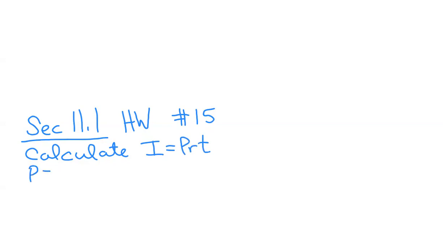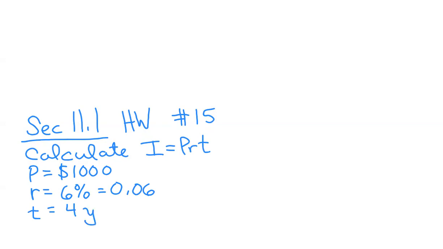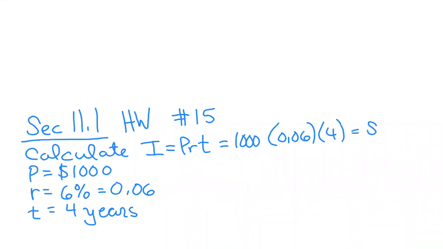Where P is 1,000, R is 6%, which is 0.06 in decimal form, and T is 4 years. So here we have 1,000 times 0.06 times 4, which has the value $240.